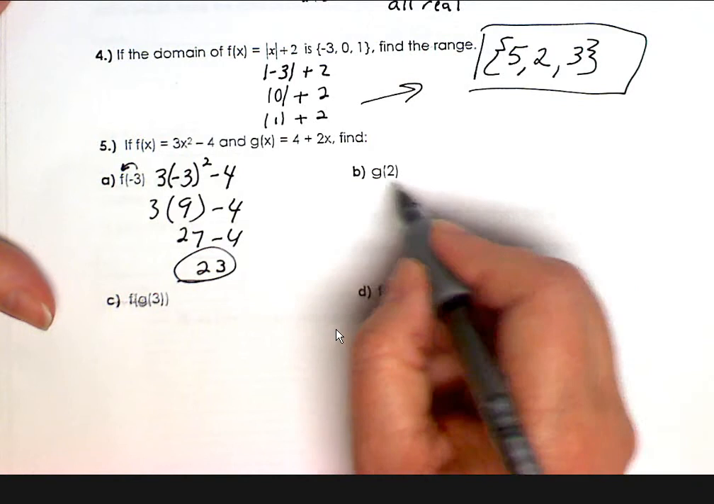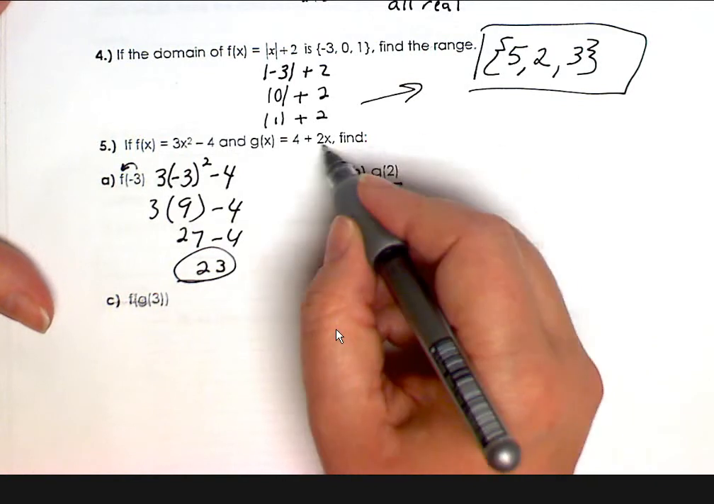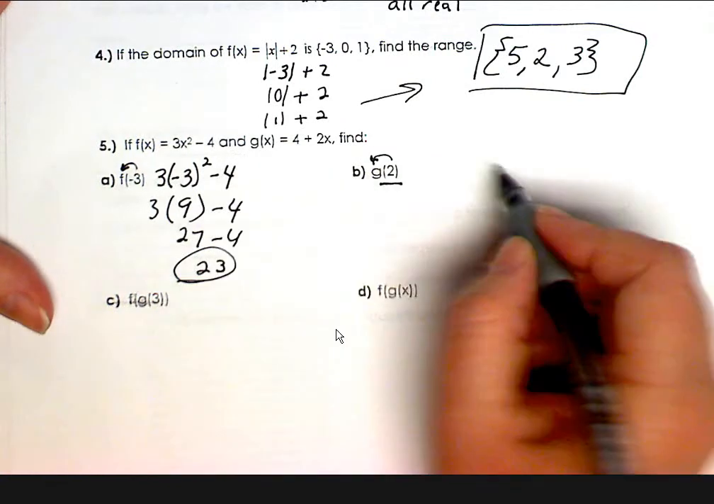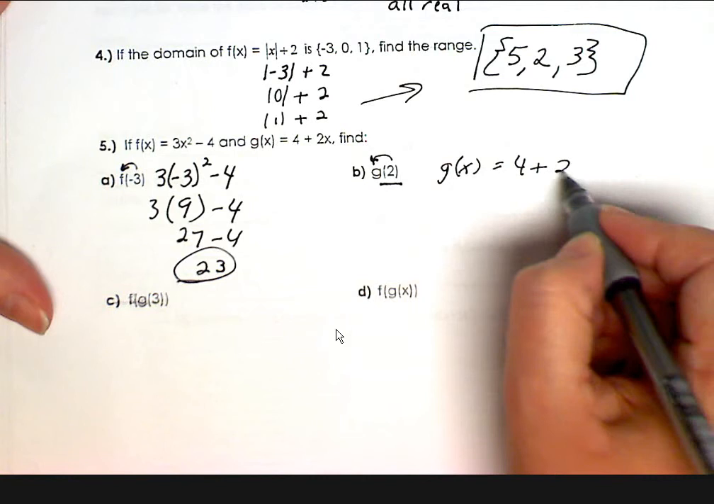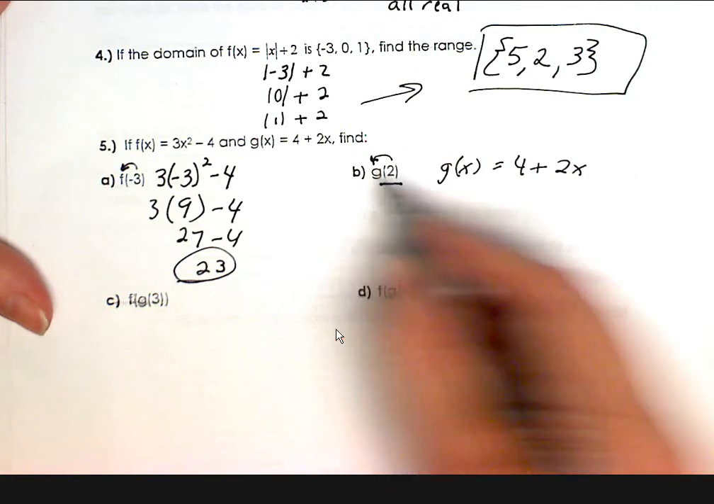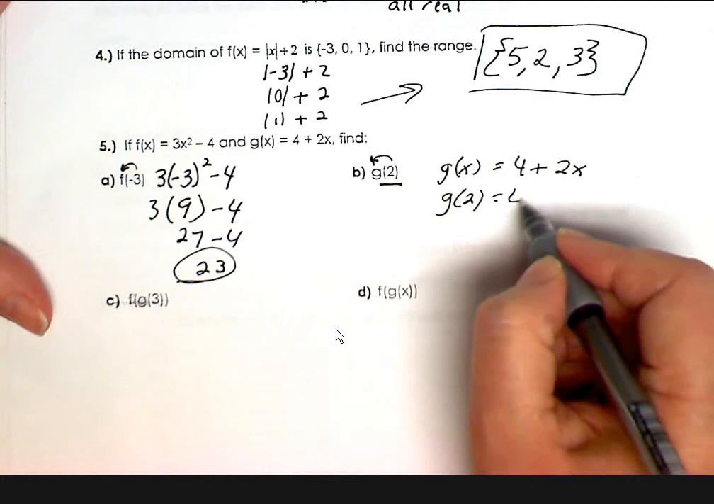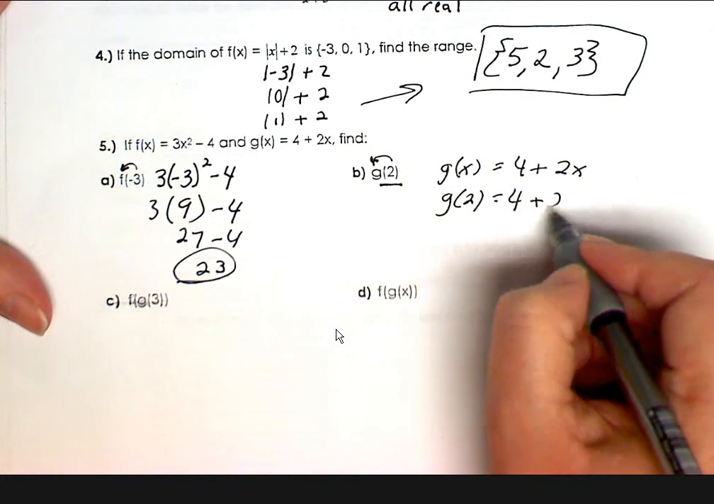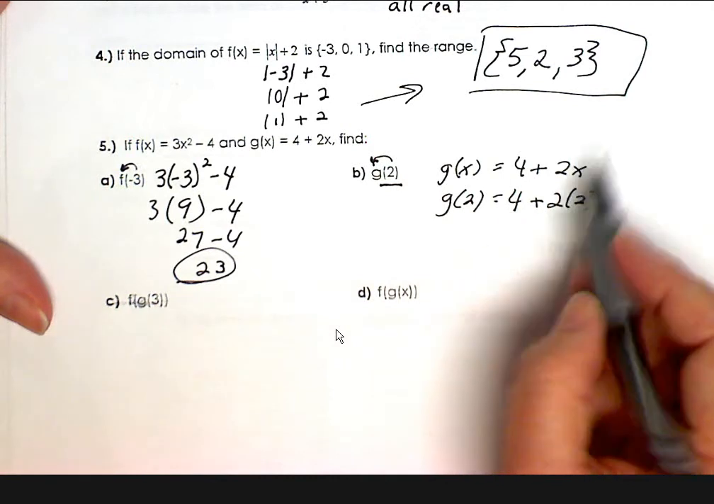So remember, it's asking you to put that 2 in for the x value of my g. You remember g of x is equal to 4 plus 2x. So I'm putting in this 2 in for that x. So g of 2 is equal to 4, plus 2 times 2. 2 times 2 is 4, plus 4 is 8.